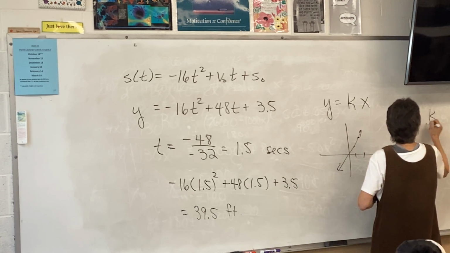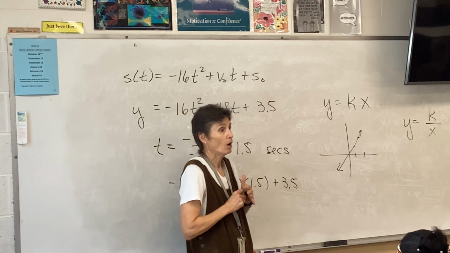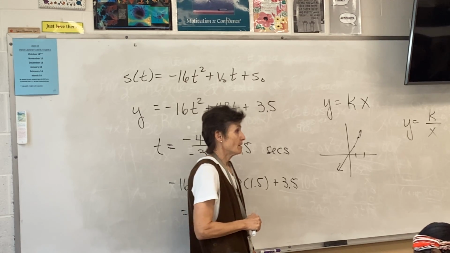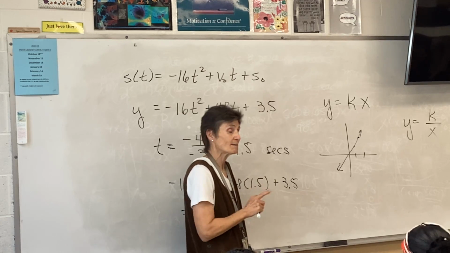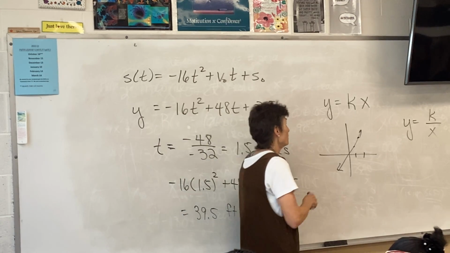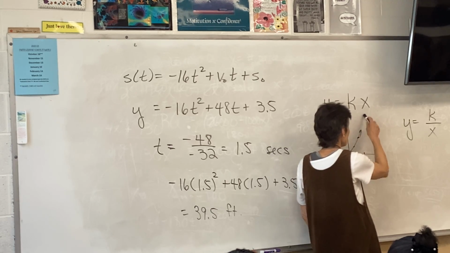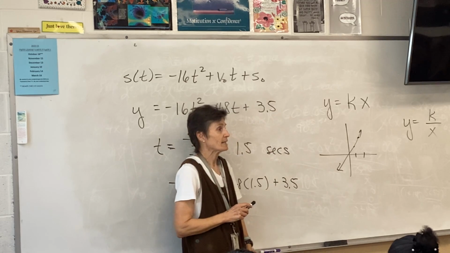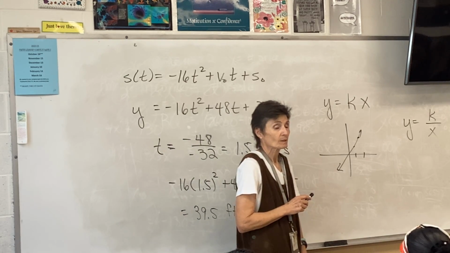And the formula for inverse variation is y equals k over x. That is not linear. That is a reciprocal function. So it looks way different when you graph it. But direct variation, y equals k times x. Inverse variation, sometimes called indirect variation, is k over x.